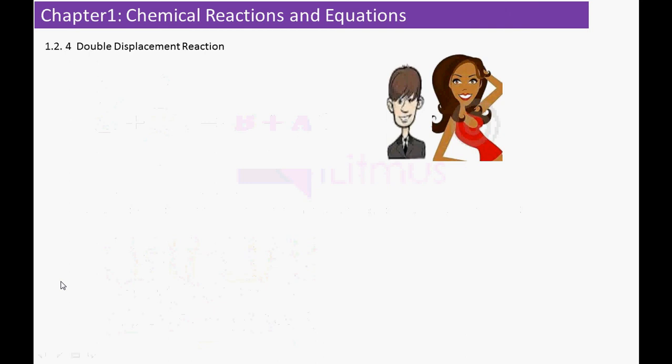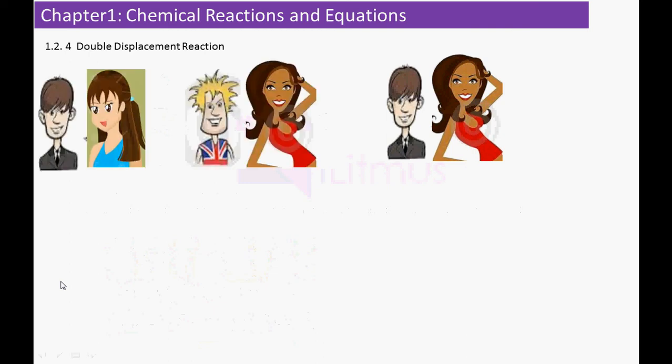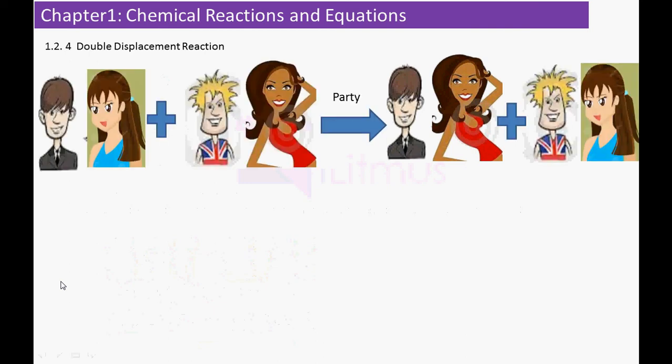Now understand this case. What is happening here? You can see this is one couple, this is another couple. They meet at a party and it's swapped. This girl has gone with this guy, this girl has gone with this guy. So this party becomes like a catalyst. And you can see complete swapping. This is called a double displacement reaction.